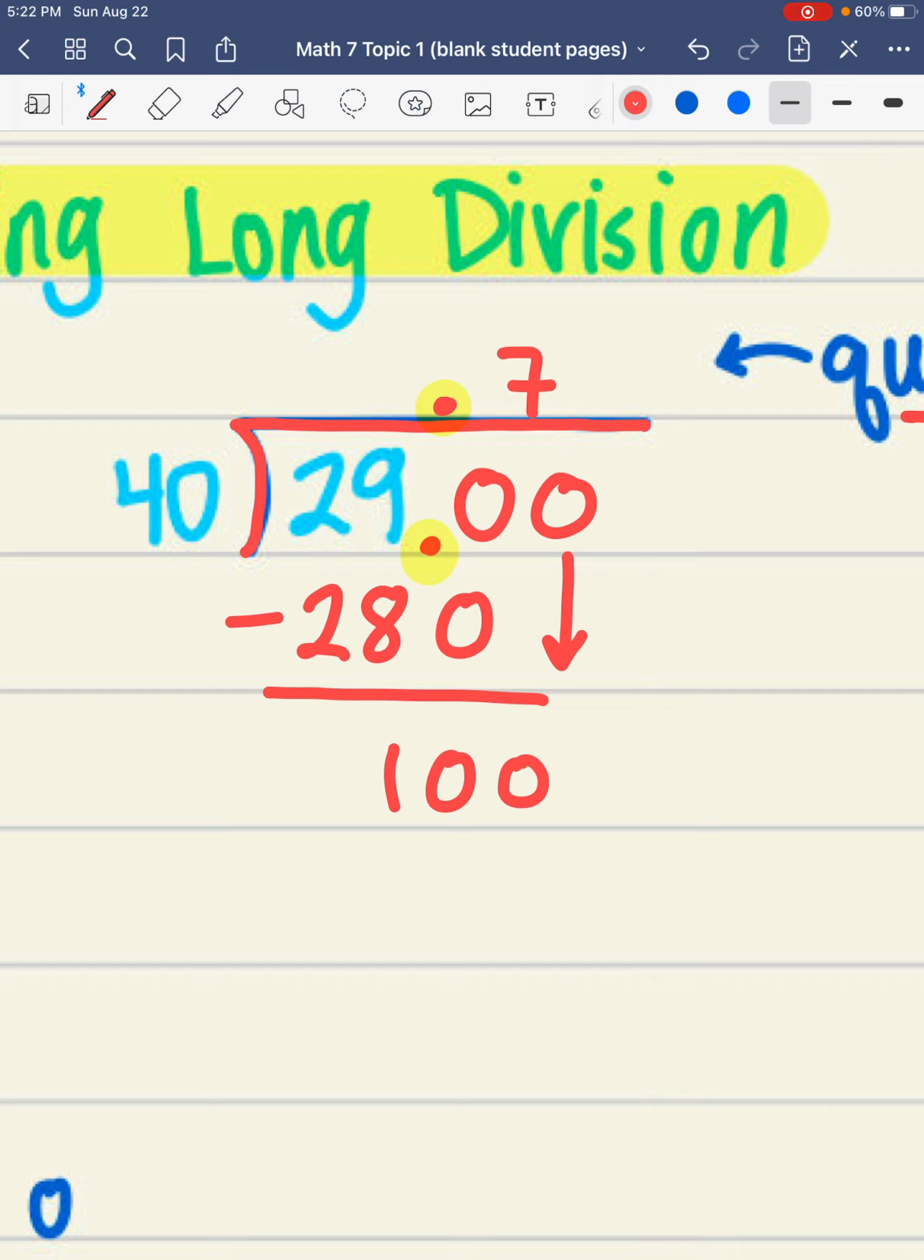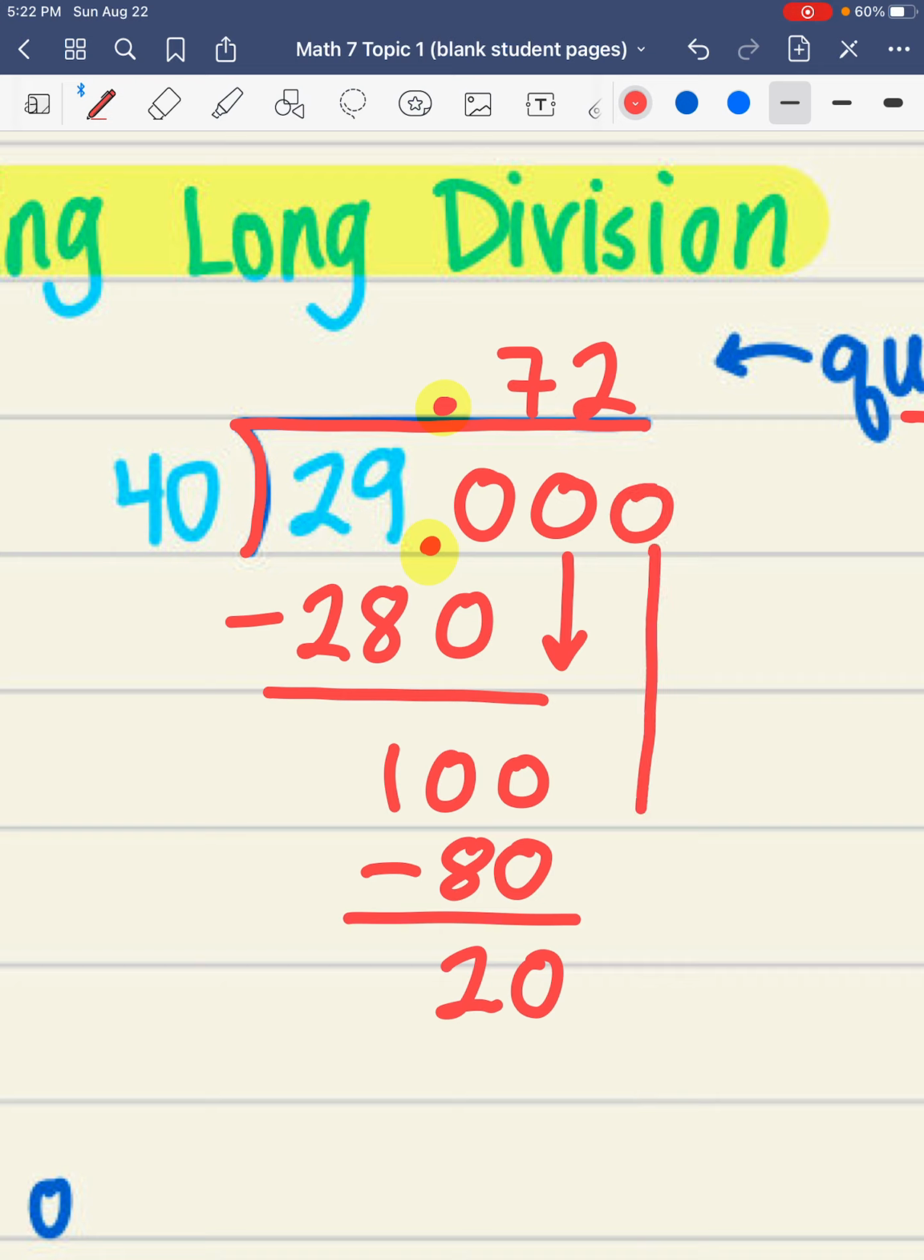Well, we know that 40 times 2 is 80, which is less than 100. Now I'm going to subtract that. 100 minus 80 is 20. So now I'm going to add another 0 because we're not done yet and bring that down.